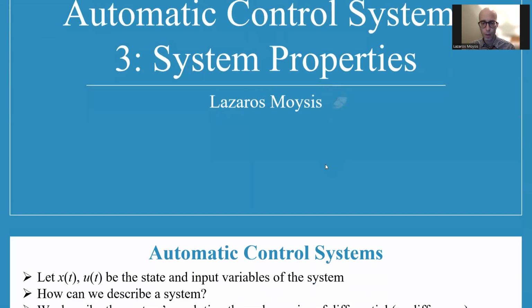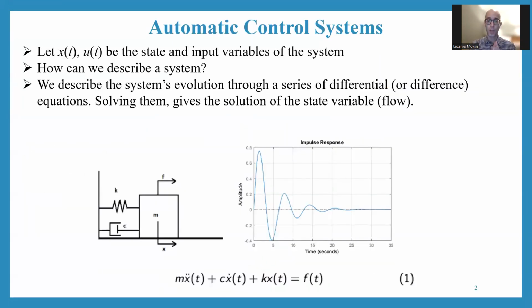Now let's begin. Let's say we have a system. We need to somehow describe this system, so we need a model for this. And how do we describe a system? For example, this very small system here with a mass, a spring and a damper.